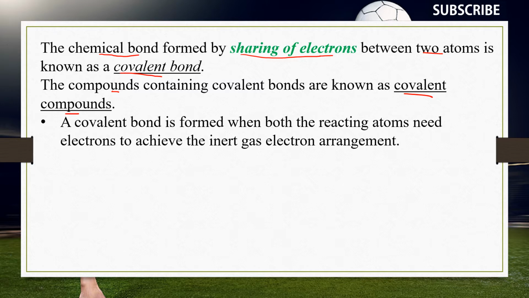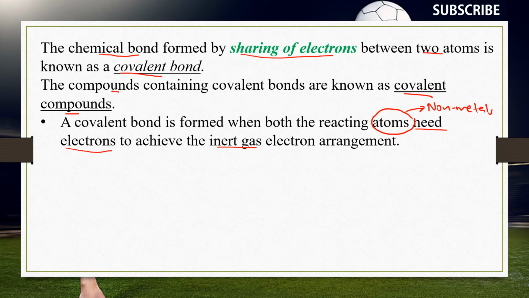So a covalent bond is formed when both reacting atoms need, take note of this, electrons to achieve an inert gas electronic configuration. So remember, for an atom to have an inert gas electronic configuration, it must have a fully filled outermost energy level. And in this case, we shall realize that some atoms will always prefer to gain so that they obtain the maximum number of electrons instead of losing them. So in covalent bonds, we shall only be dealing with atoms that need electrons to become stable. And in this case, these atoms will be the non-metallic atoms, non-metals.